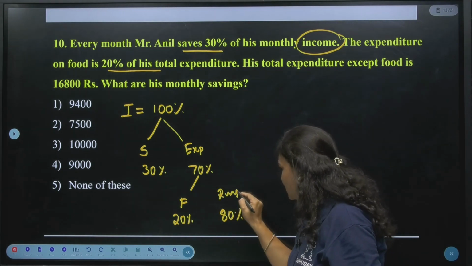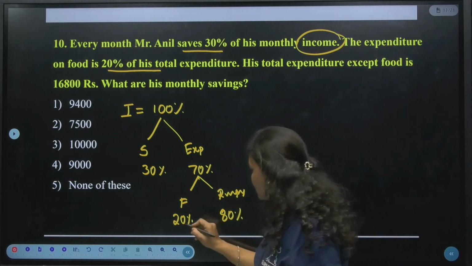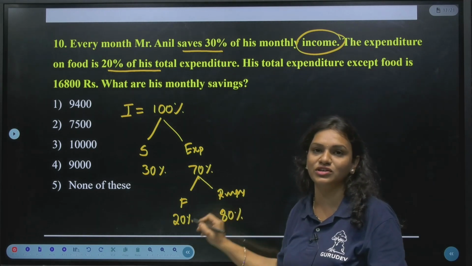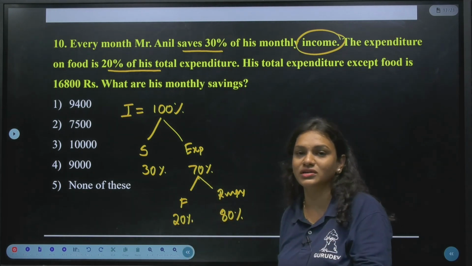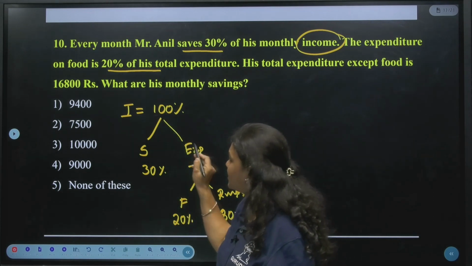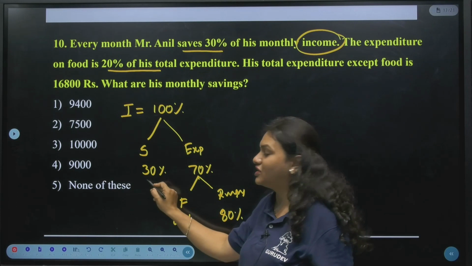Yes. Remaining is 80%. Now see, in this case, 20% of 70 is how much? 14, isn't it? 20% of 70. And try to understand, guys, whenever I split it like this, now see, 100 I am splitting in terms of 30 and 70.